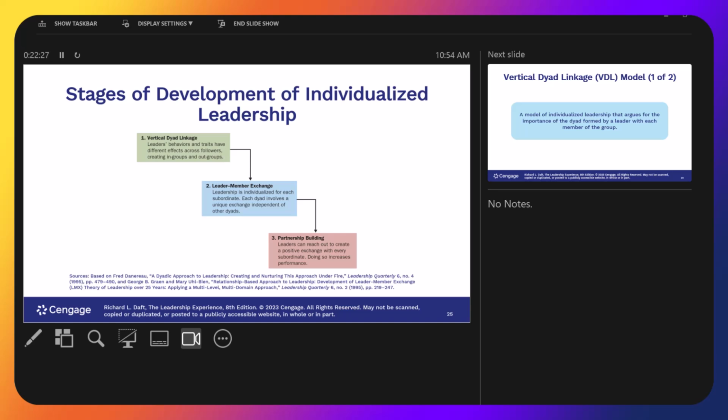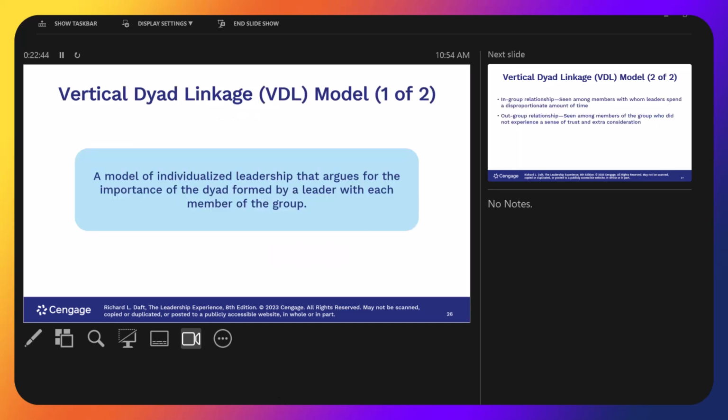Doing so increases performance. So this is where you establish partnership. People don't feel like they work for you. They feel like they work with you. And this is how you make them feel, building those partnership relationships. And that can go beyond just the people who work for you. That can go out to other areas of other groups and other units and other teams.